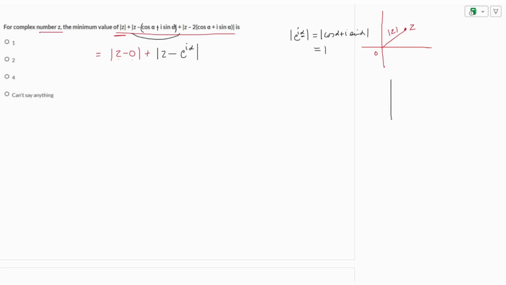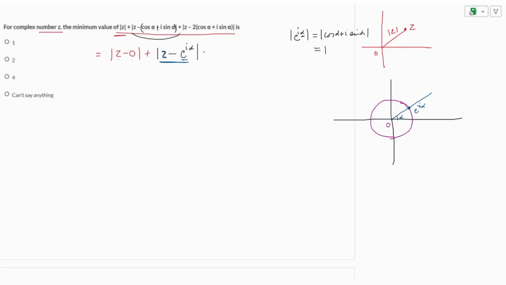So if I want to draw that point in the Argand plane, how will it look? I will just complete a circle of radius 1, because all the points on this circle are at unit distance from the origin. If my alpha is this argument, then where is my e to the power i alpha? Here. This is my point e to the power i alpha. Now what is this whole thing? The distance of z from this point. This whole modulus means the distance of z from this point.